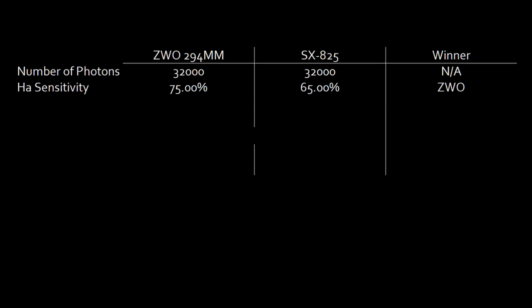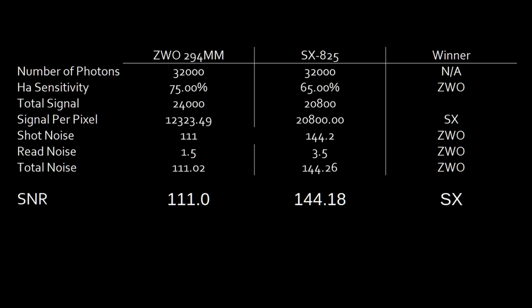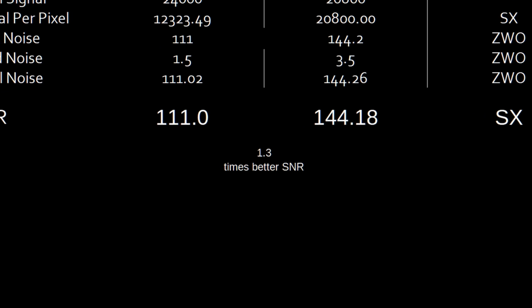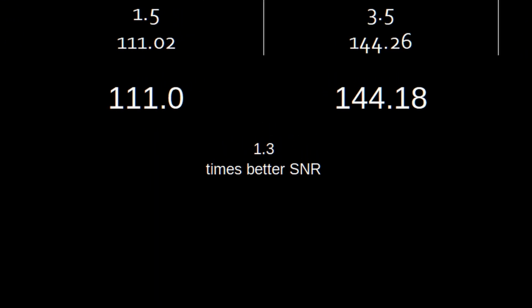Before we get into the actual experimental results, if you look at the theoretical values, we should expect the Starlight Xpress to get 1.3 times better SNR than the ZWO, mainly due to pixel size. So what did I find?